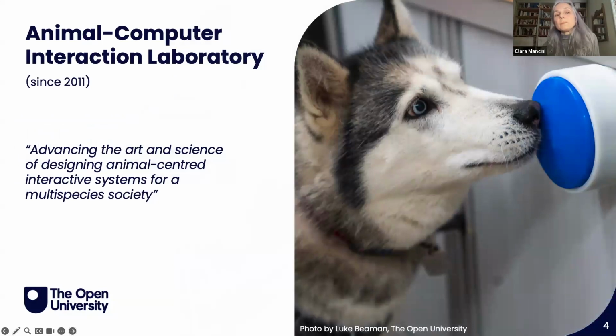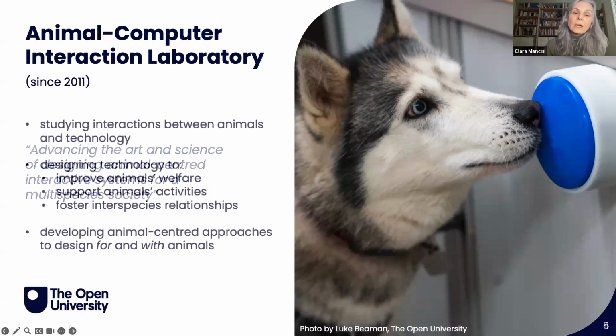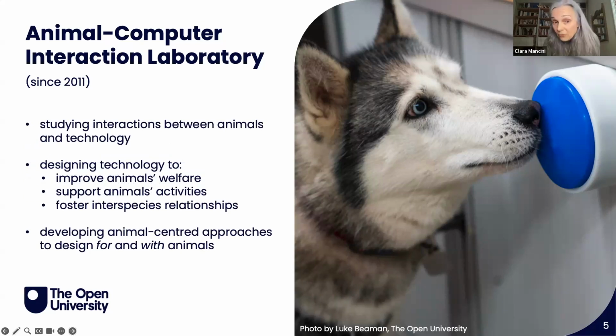As Christian was saying, in particular, the Open University's Animal-Computer Interaction Research Program was set up in 2011 on a mission to advance the art and science of designing animal-centered interactive systems for multi-species society. And as you mentioned, its aims are studying different kinds of interaction between animals and technology within their habitual contexts, designing computing technology that improves animals' welfare, that supports animals in their activities and fosters intra and interspecies relationships, and developing animal-centered approaches to design technology for and with animals as legitimate stakeholders and design contributors.